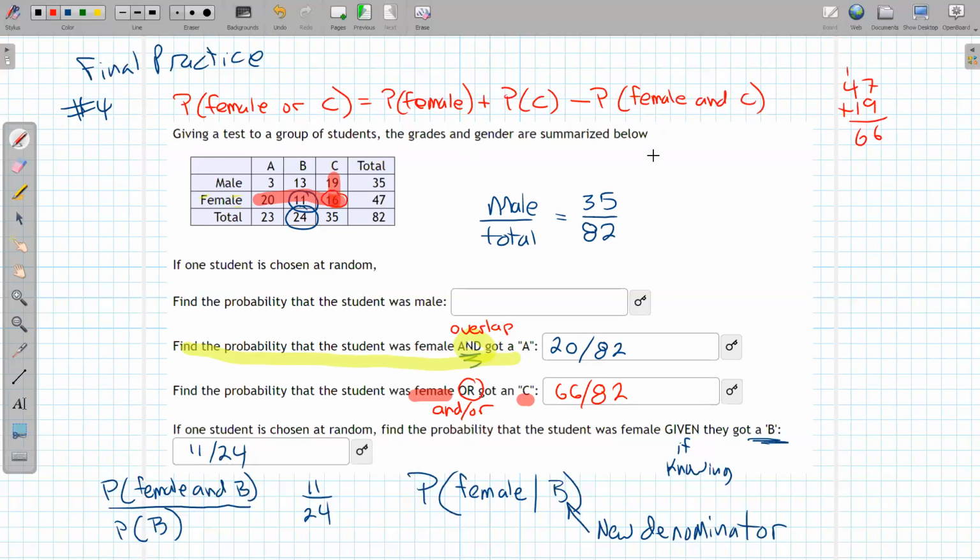So there are a couple of formulas, but we can kind of sidetrack those formulas by just knowing that if it's an or here, I just want to grab all related numbers without double counting. If it's an and, I only want where they're overlapped. And if it's a given, if, or knowing, that changes the denominator. So those are the big ideas there.